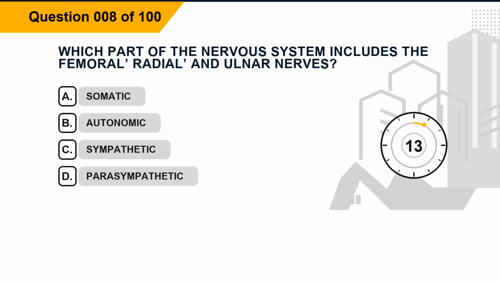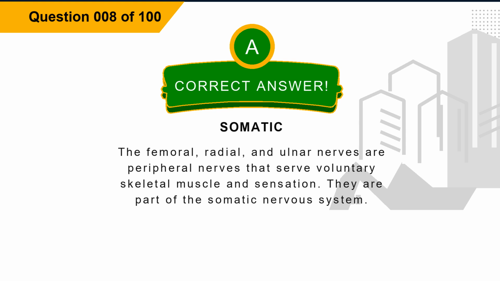Question 8. Which part of the nervous system includes the femoral, radial, and ulnar nerves? Option A, somatic. Option B, autonomic. Option C, sympathetic. Option D, parasympathetic. The correct answer is option A, somatic. Explanation. The femoral, radial, and ulnar nerves are peripheral nerves that serve voluntary skeletal muscle and sensation. They are part of the somatic nervous system.